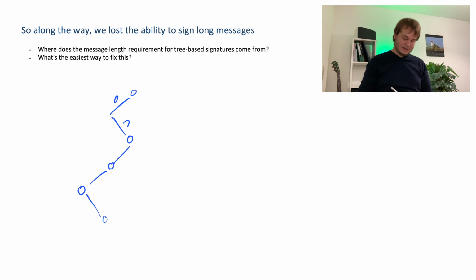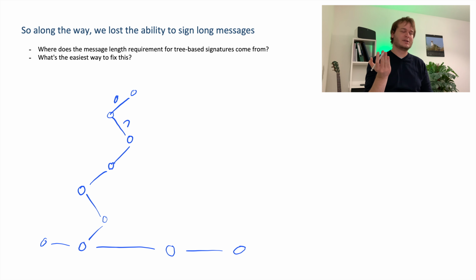Another way to view this is here at the bottom, we have all of the leaf nodes, and each leaf node is exactly there for 1 message. So if we have n-bit messages, we need to have 2 to the n leaf nodes. So how do you fix this? If we now have the signature scheme for messages of length n, this tree-based signature scheme, how can we adapt it to make it again be able to sign messages of arbitrary length?